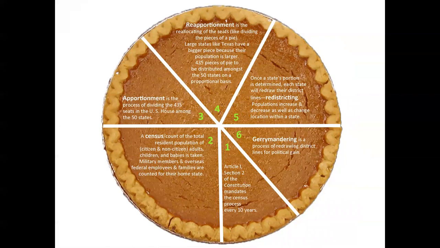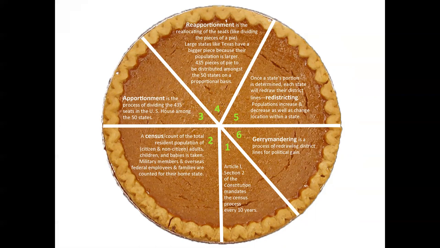I find this pie chart very useful, going through the six steps of what happens in redistricting. Article 1, Section 2 of the Constitution mandates a census every 10 years. Okay, we got that out of the way. The census is counting the population. Recently, I don't know if you listened to the news, there were all sorts of mistakes on the census. If I remember correctly, they said 20 million people were not counted in the recent census. That's a lot of numbers. So that could be a big problem.